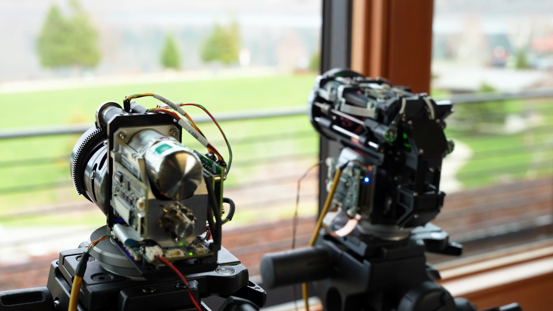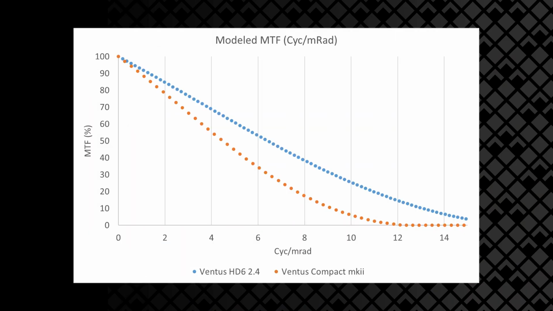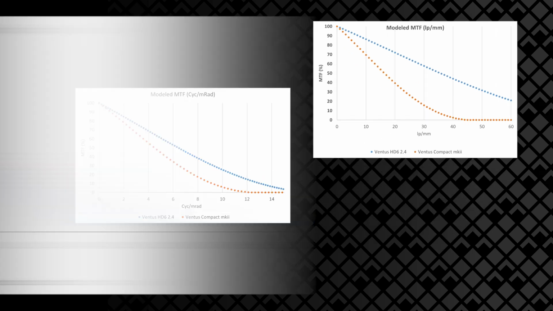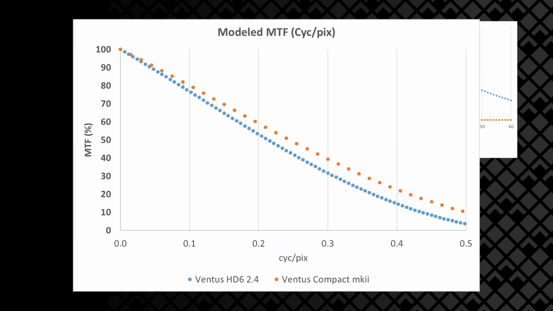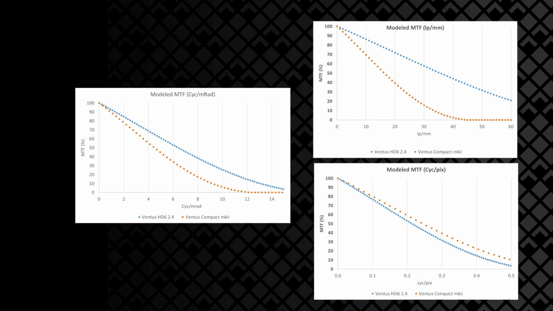There are a number of ways that different companies express different MTF metrics. The most important for a lens and a sensor combined with a field of view specified is cycles per milliradian. If you see line pairs per millimeter, that's something different. If you see cycles per pixel, that's something different. Those are different measurements, and they don't apply.